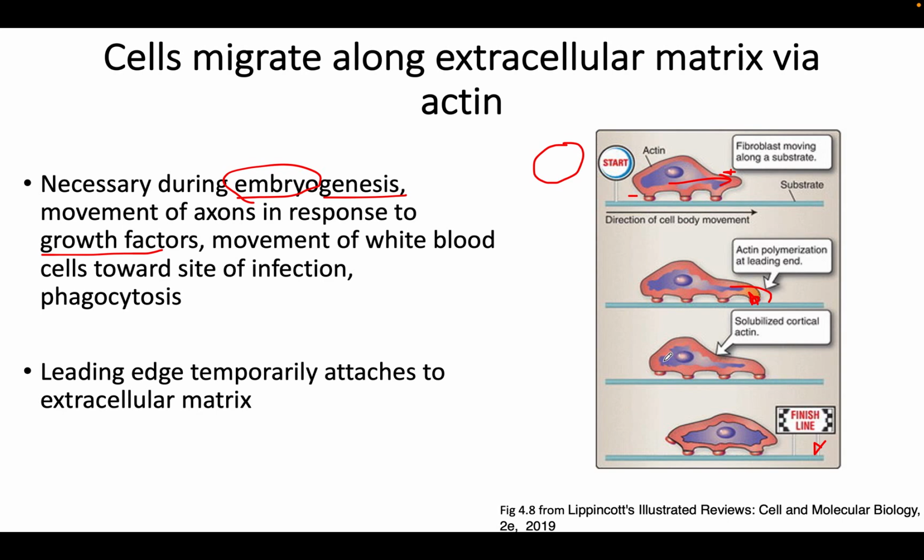So in this process of forming a false foot, you have the leading edge that attaches to the matrix, and the part at the back, the lagging edge, the minus end, detaching. All of that is due to actin within the cell, polymerizing and depolymerizing as we go along until that cell finally reaches the finish line. Yay!